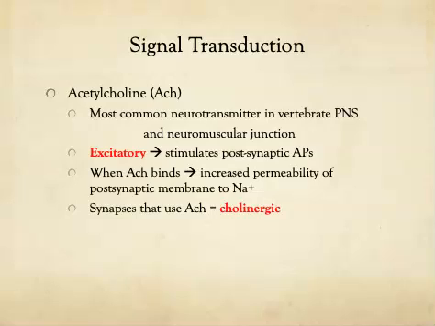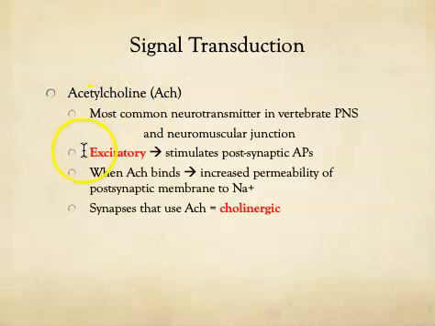So I want to say just a few things about acetylcholine. Acetylcholine is the most common neurotransmitter in vertebrate animals in terms of the peripheral nervous system. So not just human beings, but all vertebrate animals. It's the most common neurotransmitter out in the peripheral nervous system, and we primarily think about it in relation to the neuromuscular junction. This is the neurotransmitter that gets released at the junction between the nervous system and the skeletal muscles.